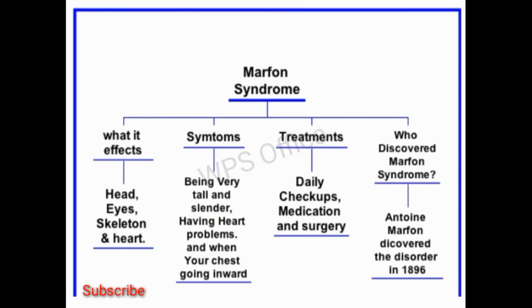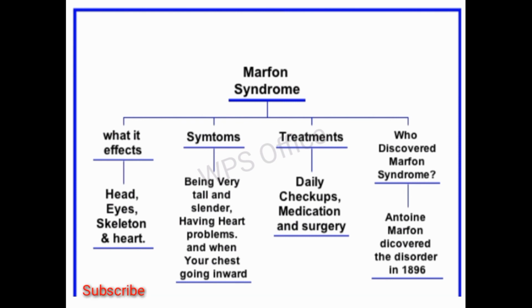Now we can see a chart of Marfan syndrome. As a summary of Marfan syndrome, we can see at the end, first of all, the effects of Marfan syndrome. As we discussed, it can affect the head, eyes, skeleton and heart, as we discussed in detail in our video.